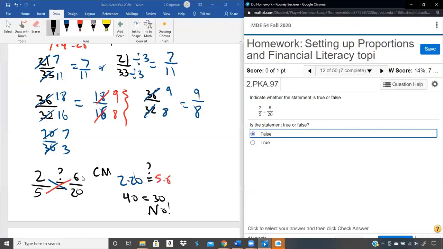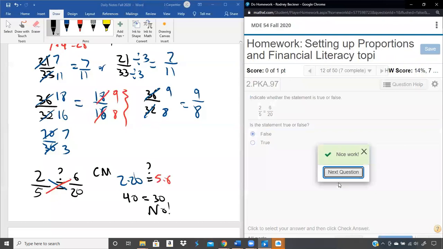If you reduce the right-hand side, 2 will go into both of those. You'll end up with 3/10. 3/10 is not 2/5. So that also says false.